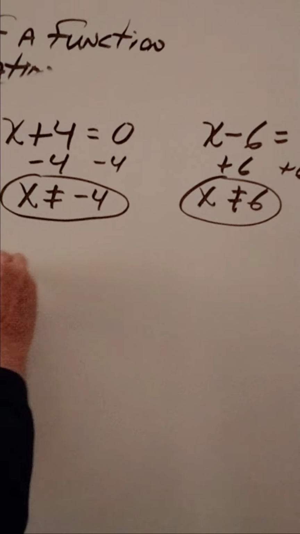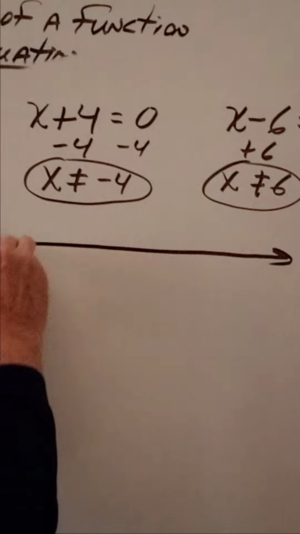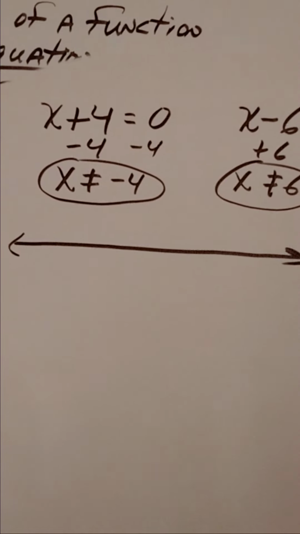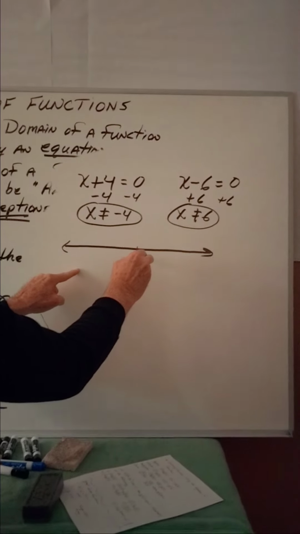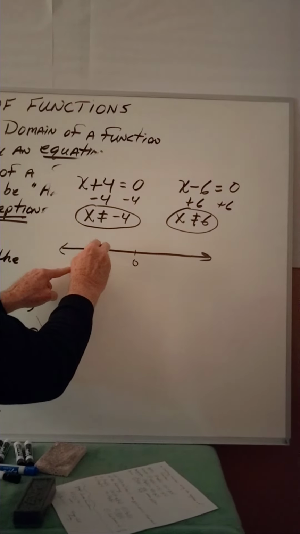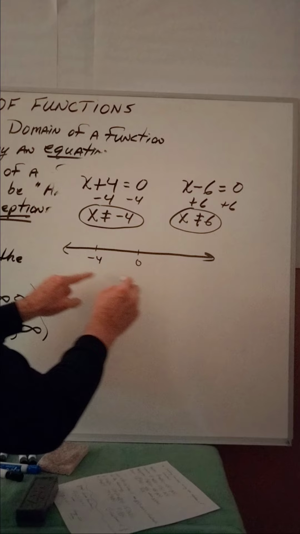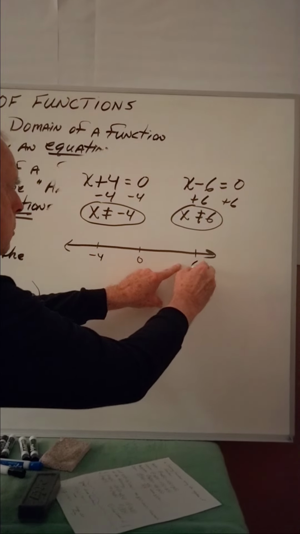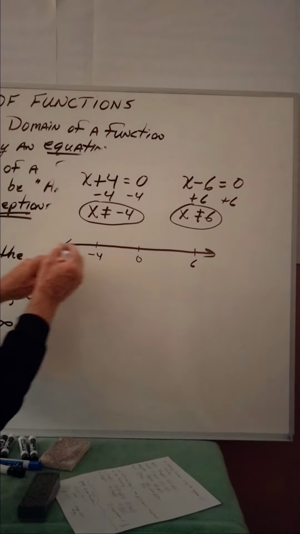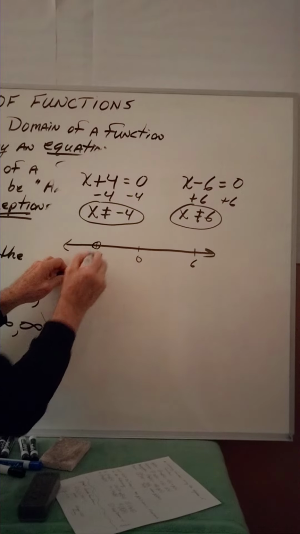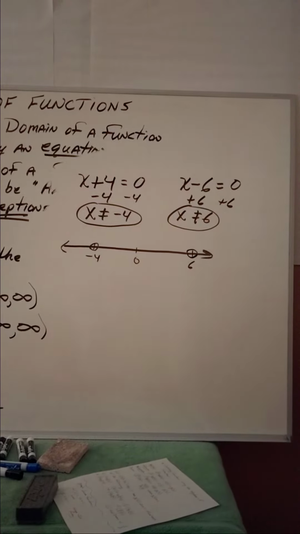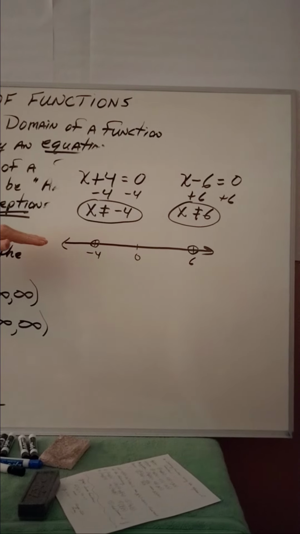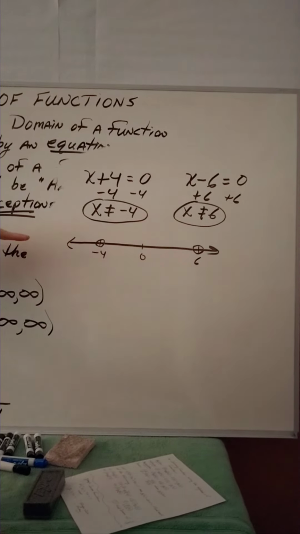So maybe just looking at a number line first. Not throwing in a whole lot of numbers, but just putting a number line down, and maybe just sticking a 0 there. And putting the negative 4 right about here, and the positive 6 right about here. It can't be this one, and it can't be this one. But just think of this as an x-axis.